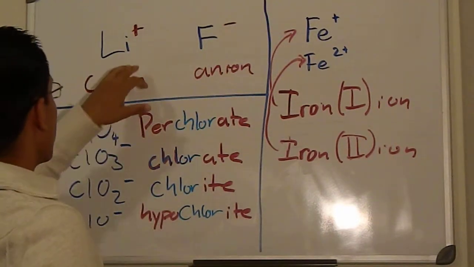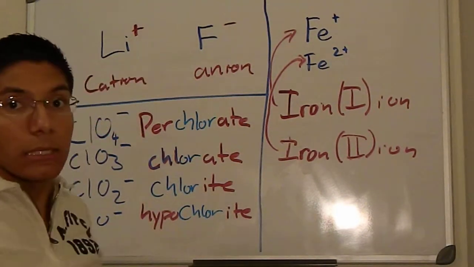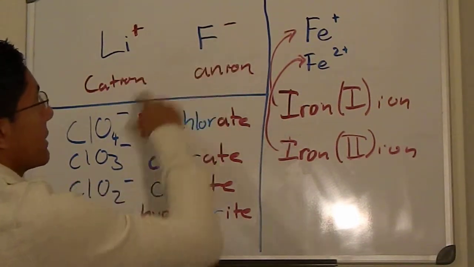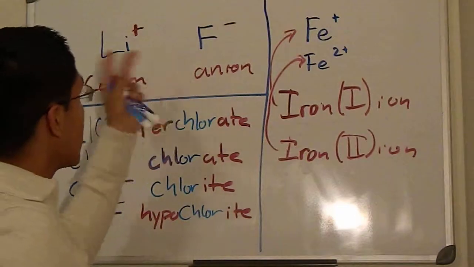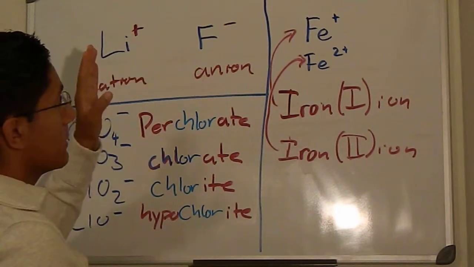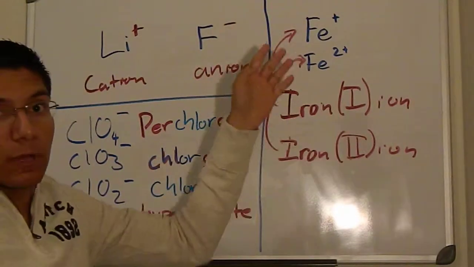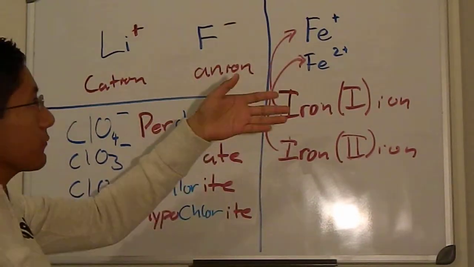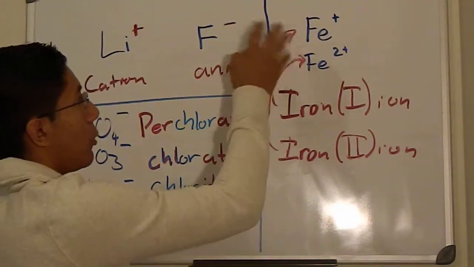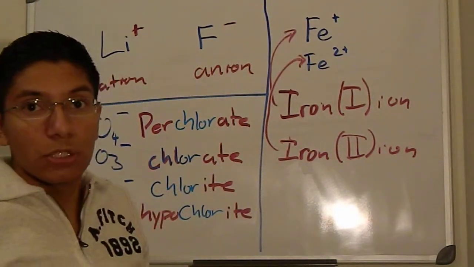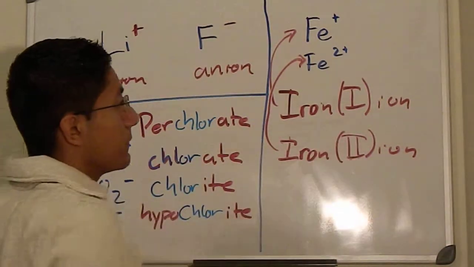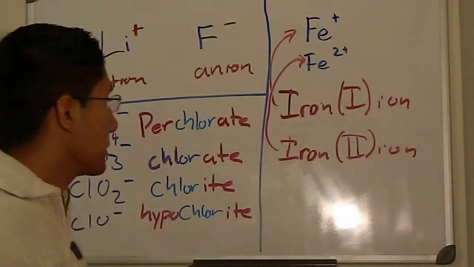These here, if you just say fluoride or lithium ion, it is convention that you know that it's plus and negative, because these are the only ones that it can form. It can only lose one or gain one. These can lose more than one, so it could make more than one different ion. So there's the ambiguity for these. So that's why you have to name it specifically.